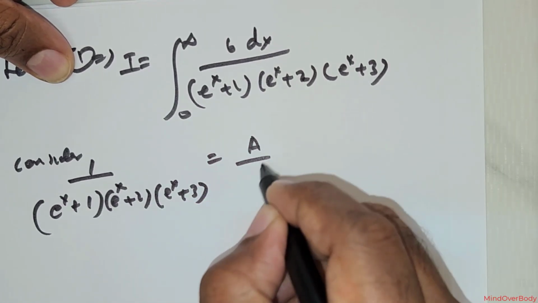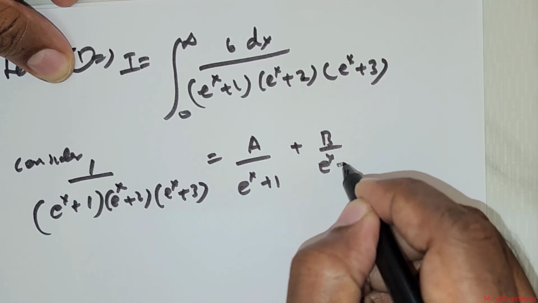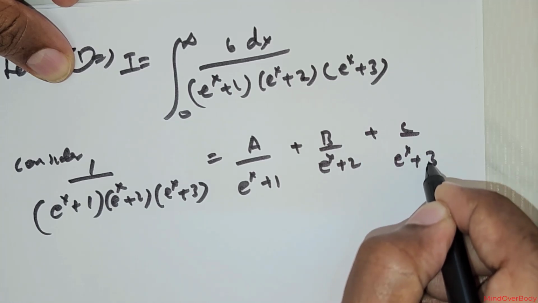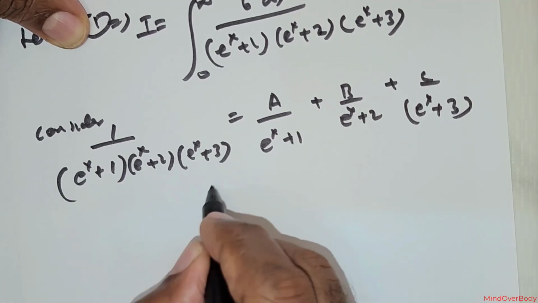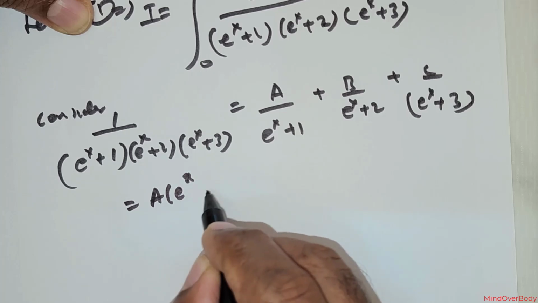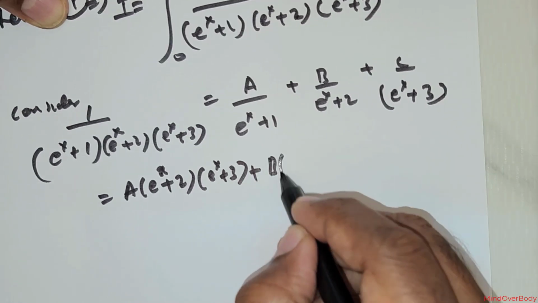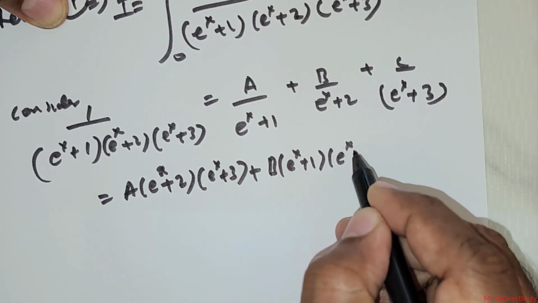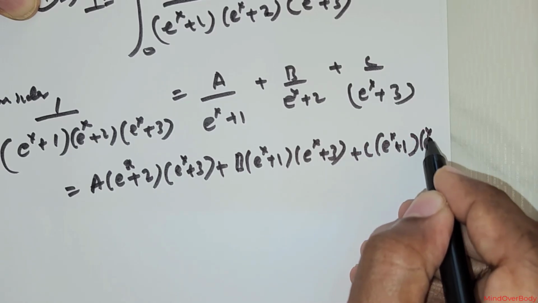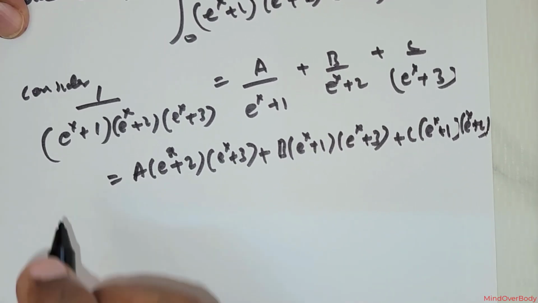I'm going to rewrite this as a over e raised to power of x positive 1, b over e raised to power of x positive 2, and c over e raised to power of x positive 3. So if you multiply the quantities, you get a times e raised to power of x positive 2 times e raised to power of x positive 3, positive b times e raised to power of x positive 1 times e raised to power of x positive 3, positive c times e raised to power of x positive 1 times e raised to power of x positive 2. This is what you get, and on the left you have 1.